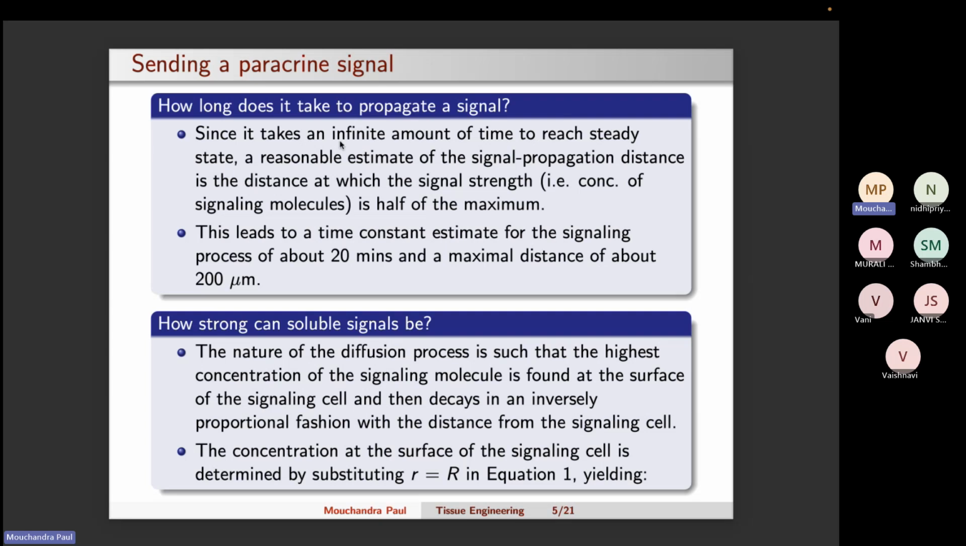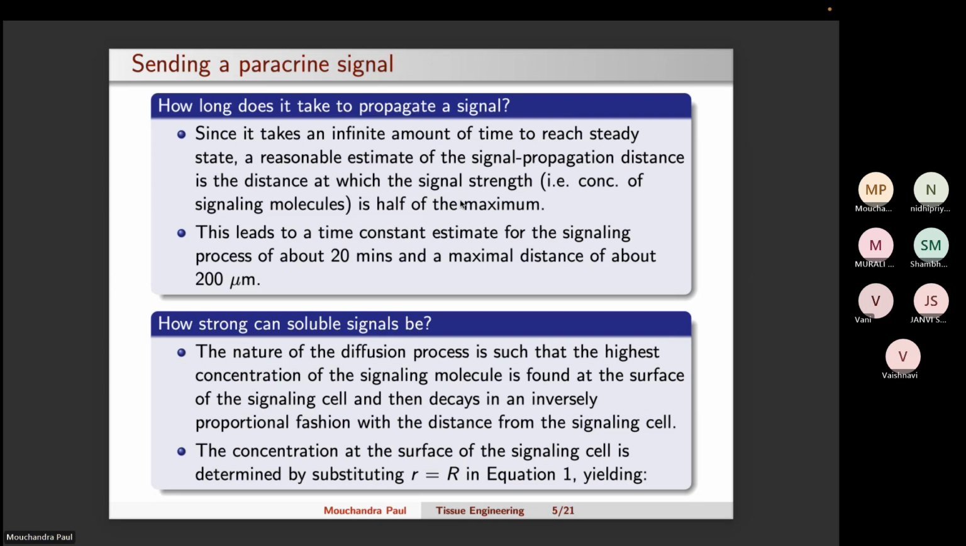Steady state is an ideal condition that we make in order to solve the problem easily. That is not a real life problem; it doesn't happen in reality. There is no steady state in reality. So a reasonable estimate of signal propagation distance is the distance at which signal strength is half of the maximum. Whatever equations we saw in the previous discussion were all done under steady state. But here the argument is that steady state cannot happen, or will take an infinite amount of time. So we reasonably estimate that when the signal strength, or the concentration of the signaling molecule, is half its maximum, that should be the signal propagation distance at which the target cell can respond.